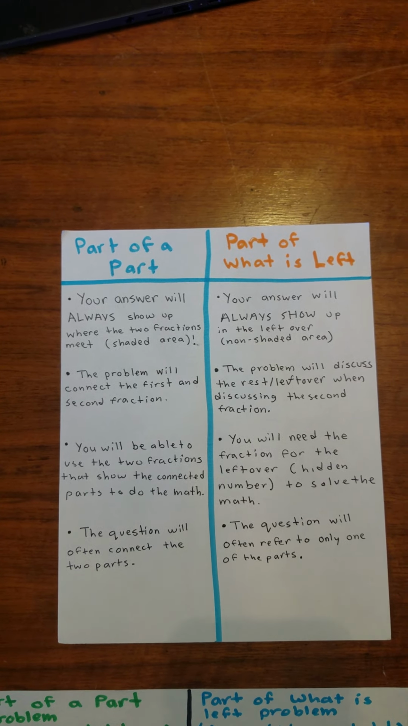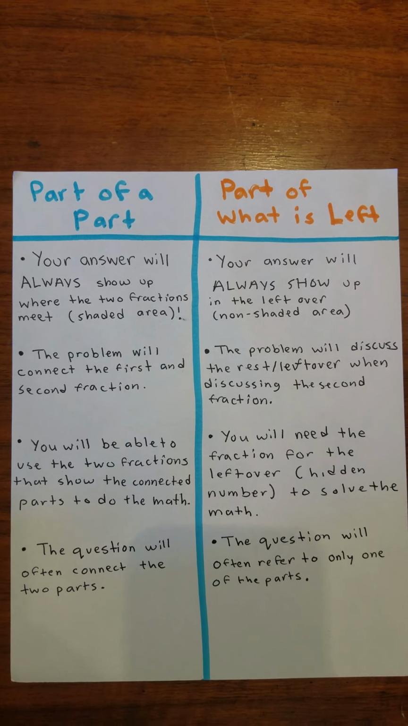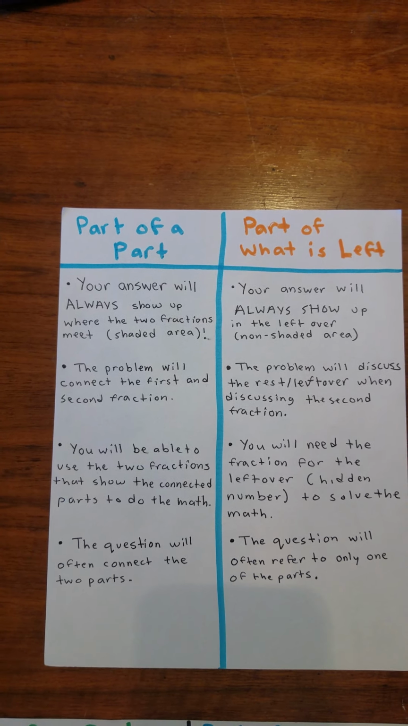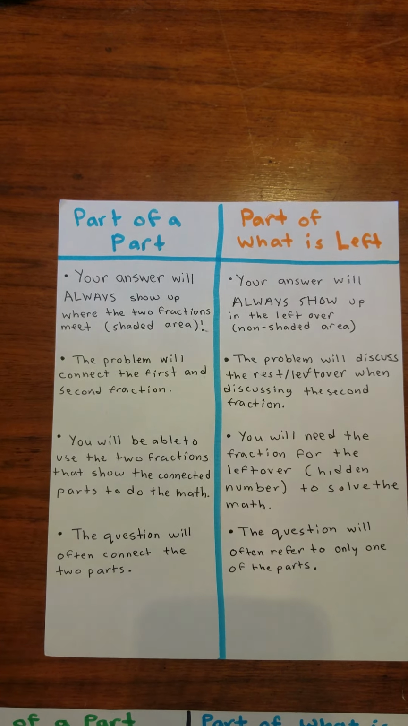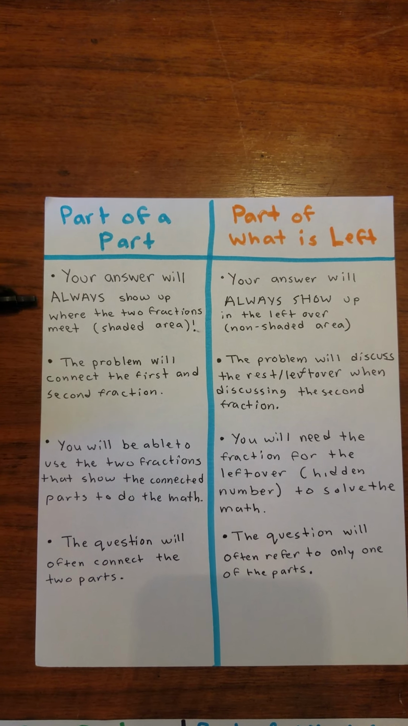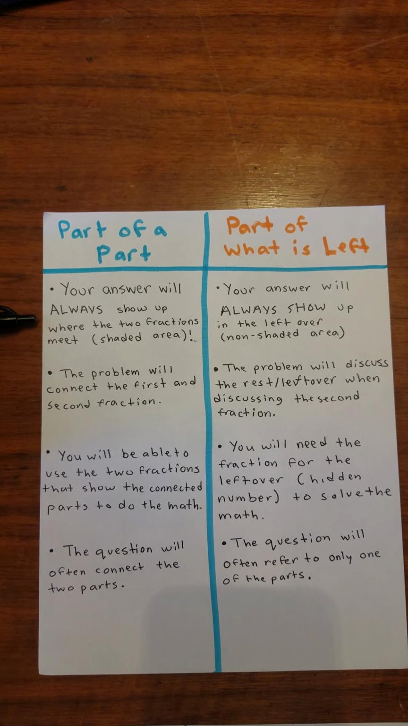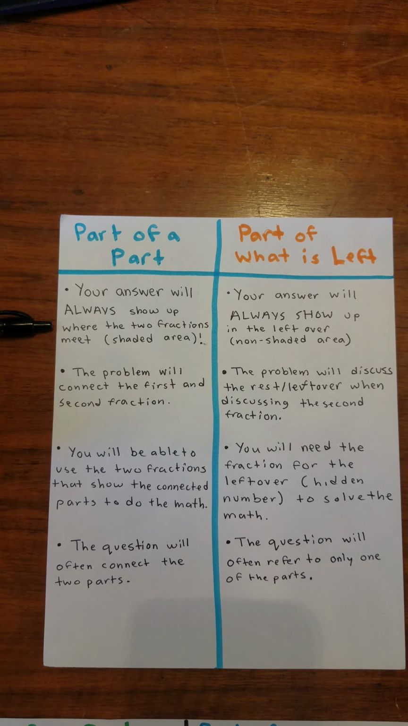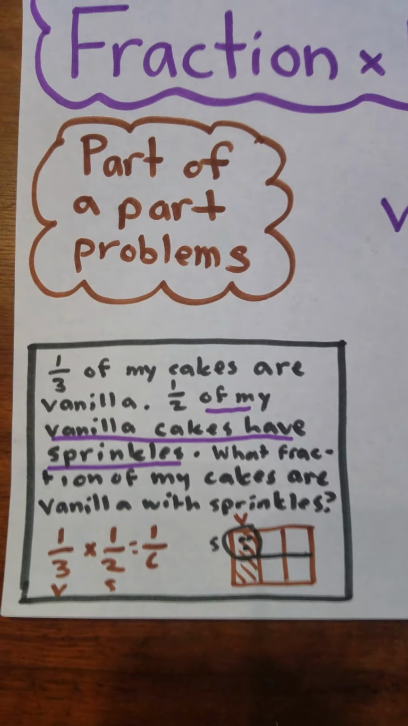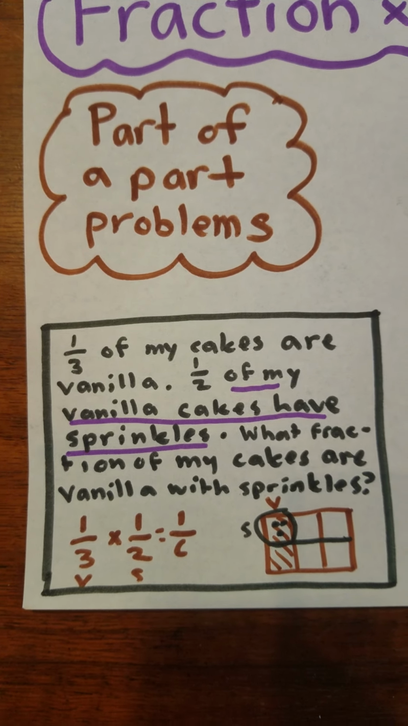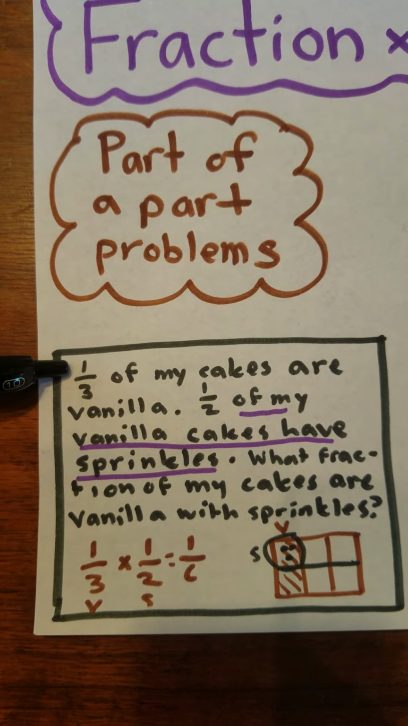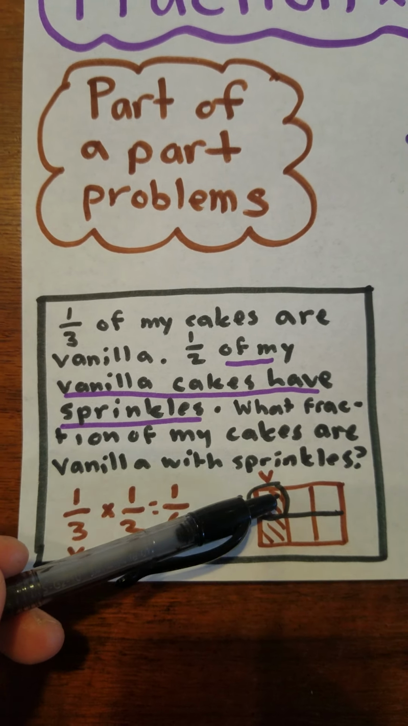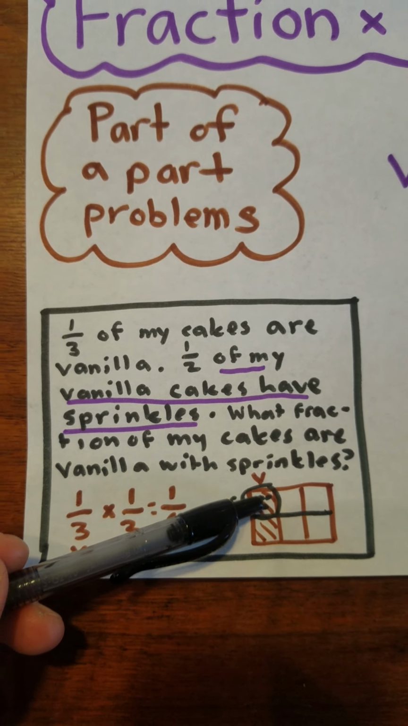Okay guys, welcome back. Now I'm going to talk about this chart in more detail. I'm going to go over each of these points one at a time and show you where they show up in the vanilla cake example problem. First, when it comes to the model, for a part of a part problem, your answer will always show up where the two fractions meet, which in the model is the shaded area. In the example of the part of a part problem from the first video, since 1/3 of my cakes were vanilla and 1/2 of those had sprinkles, my answer would show up where the sprinkles and the vanilla met, in the shaded area.